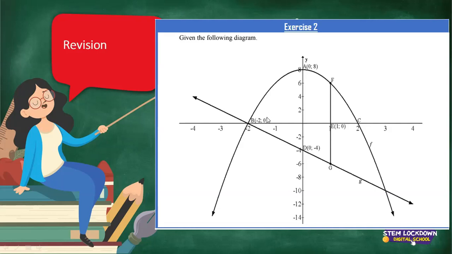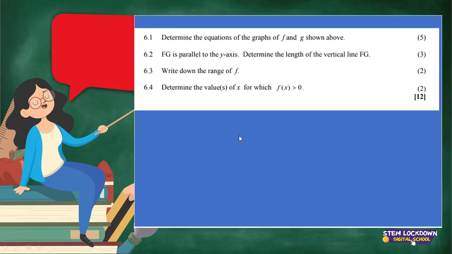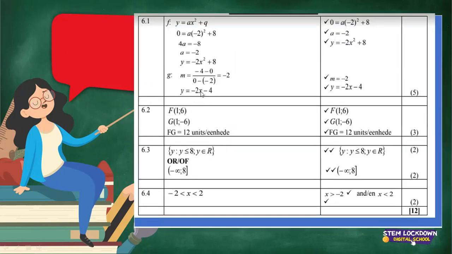How do you find it again? Y2 is 0 minus minus 4, which is plus 4. Minus 2 minus 0 gives you minus 2. So plus 4 over minus 2 is minus 2. So the gradient is minus 2, and then your c-intercept is negative 4. So basically, the equation will be minus 2x minus 4. That'll be the equation of your G. Minus 2x minus 4 is the equation of your G.